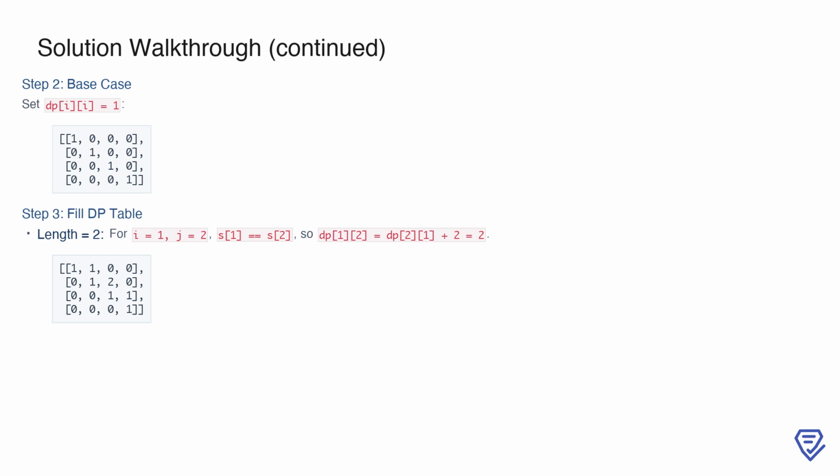With this base case in place, we begin processing substrings starting with length 2. Here, for i equals 1 and j equals 2, the characters s[1] and s[2] are equal, meaning the substring forms a palindrome.